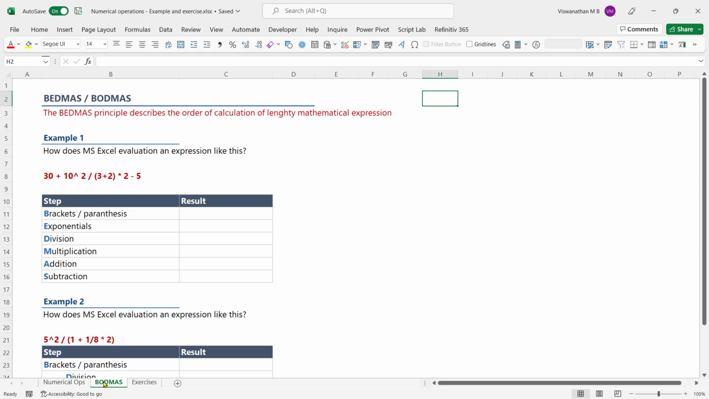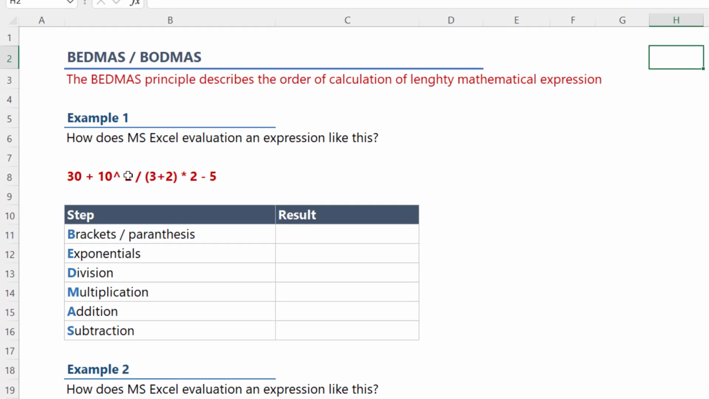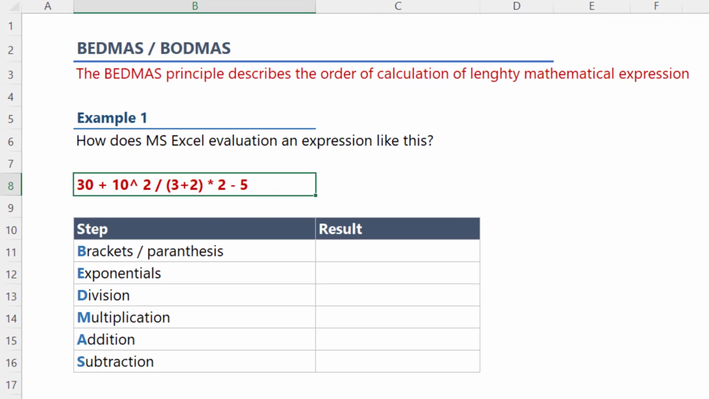But what about lengthy expressions? So for example, if I have a lengthy expression like 30 plus 10 raised to the power 2 divided by, within brackets, 3 plus 2, multiplied by 2 minus 5. When we have such a lengthy operation, in what sequence should we perform this calculation? Should we first do 30 plus 10, that gives us 40, then 40 to the power 2? Should we go in that sequence, or should we come from right to left? What is the idea? Here is where we have to understand the BODMAS principle.